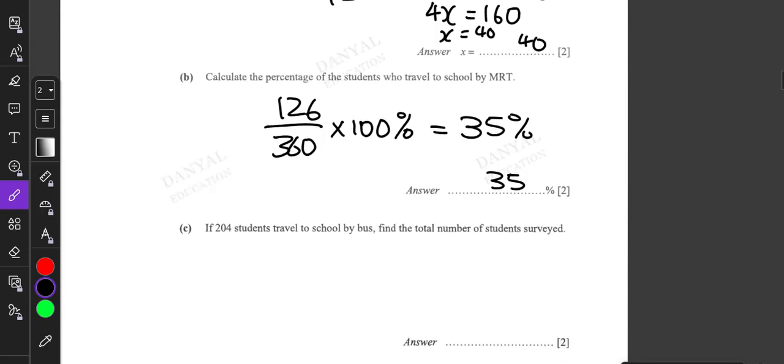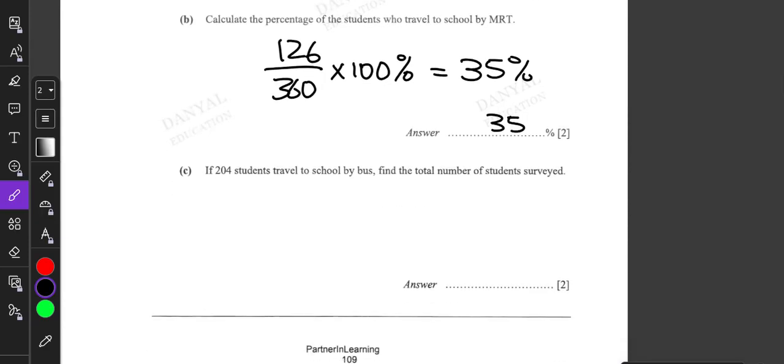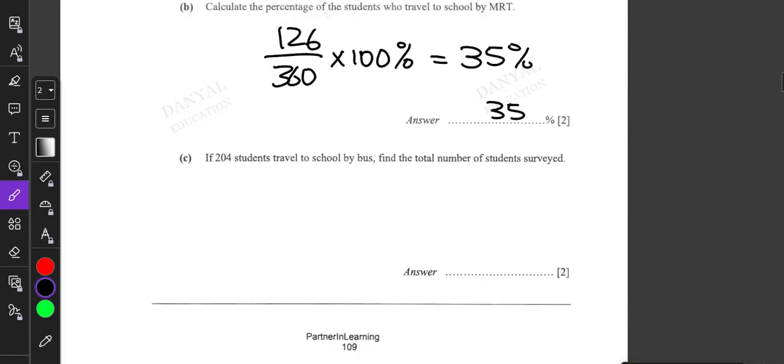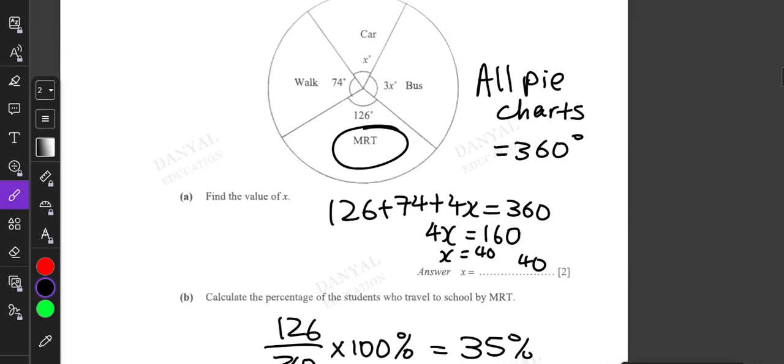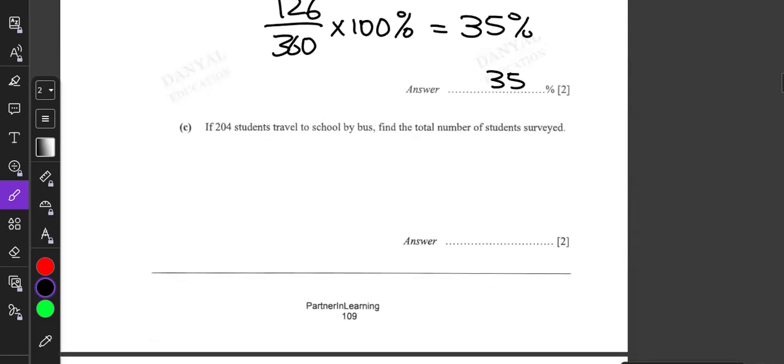Okay, it's a very low percentage. Please use public transport often. Do not waste fuel. Alright, next one. If 204 students travel to school by bus, find the total number of students surveyed. So if 204 students were by bus, so now you need to take 3x, which is 2 over 4. Y is x.